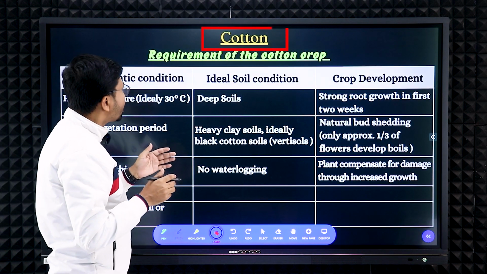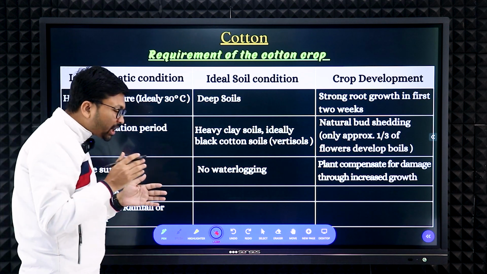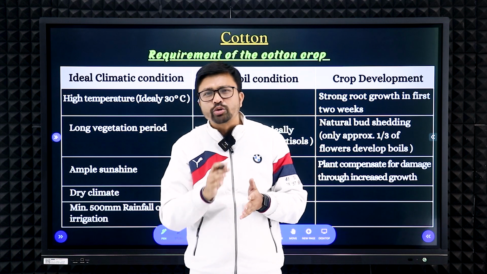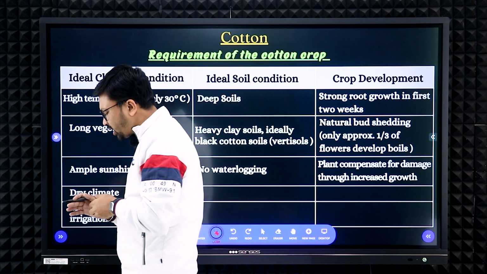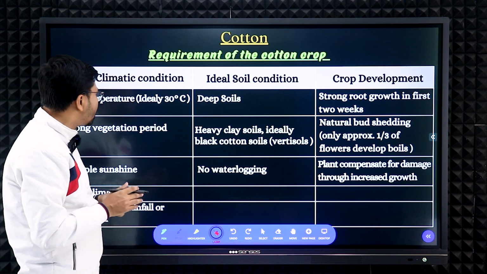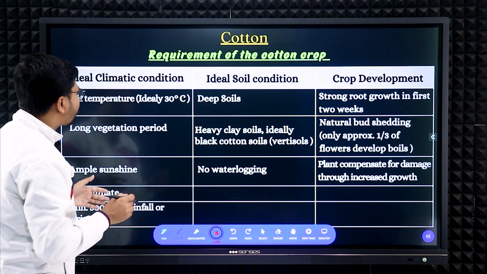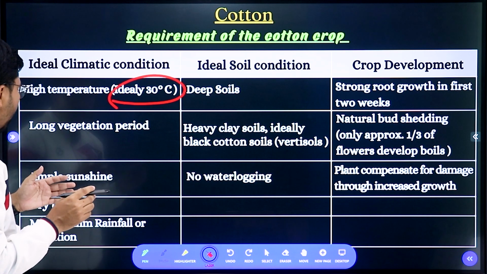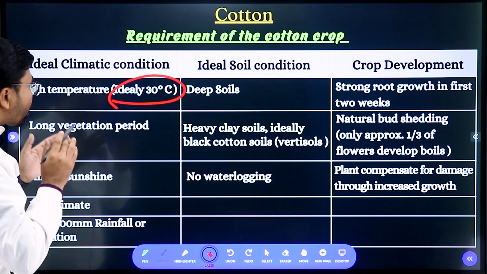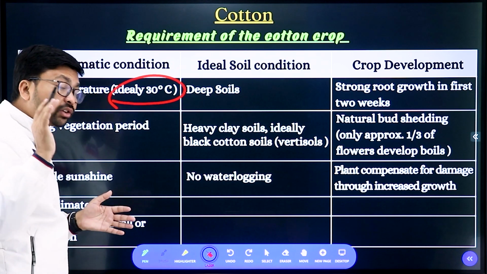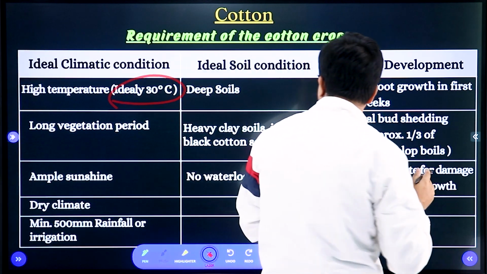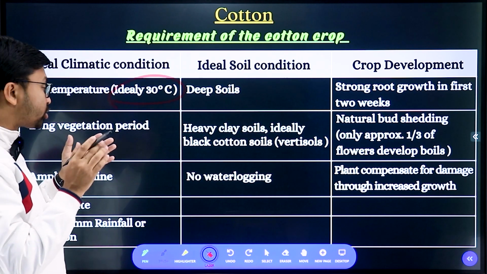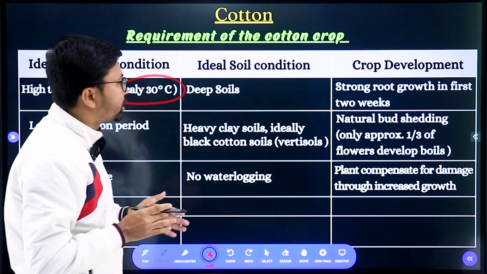Next, cotton cultivation. Cotton cultivation requires a particular climatic condition, especially black soil, that is Maharashtra and Gujarat. Those areas are famous for cotton cultivation, right? So what are the conditions required? For climate, a temperature of 30 degrees Celsius is ideal, with a long vegetation period, ample sunshine, as well as a dry climate, right? That is good for cotton cultivation. Now for ideal soil, deep soil and heavy clay soil are required. Ideally black soil is very much essential for cotton cultivation, right?